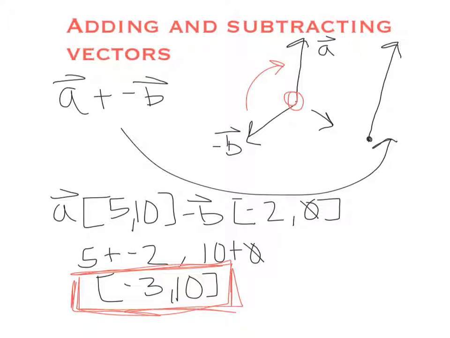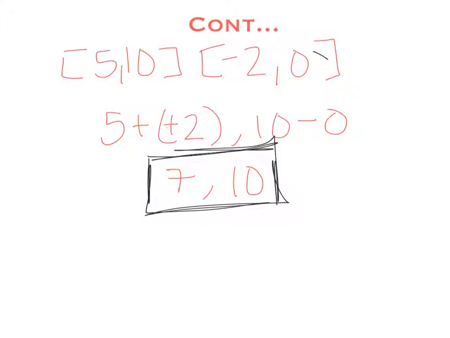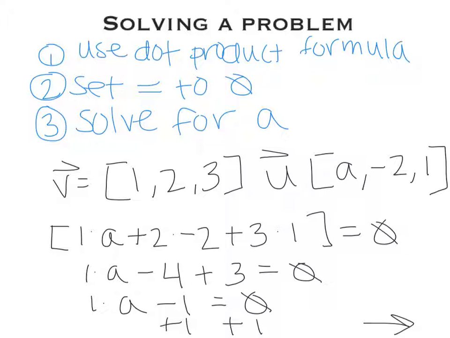For example, if vector A was negative 5, 10, and negative vector B was negative 2, 0, then after adding them, the new vector would become negative 7, 10. Now if we were to subtract the vectors, 5 minus 2 and 10 minus 0, the vector would equal 7, 10.